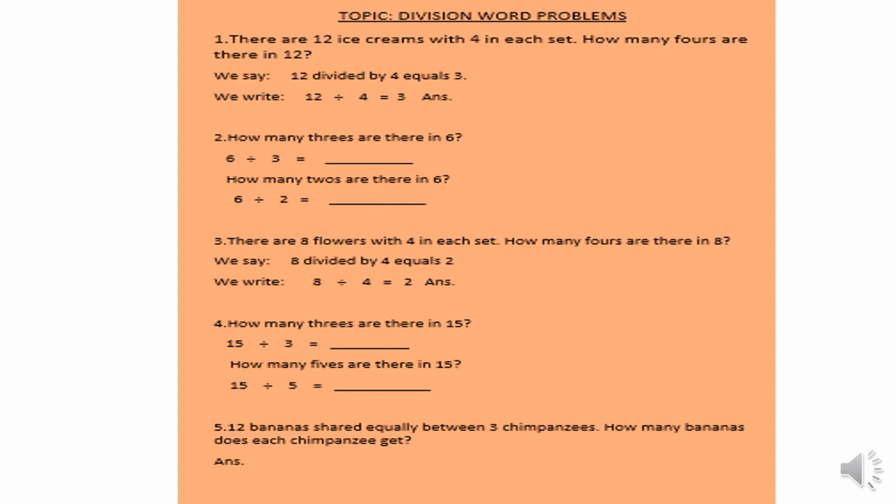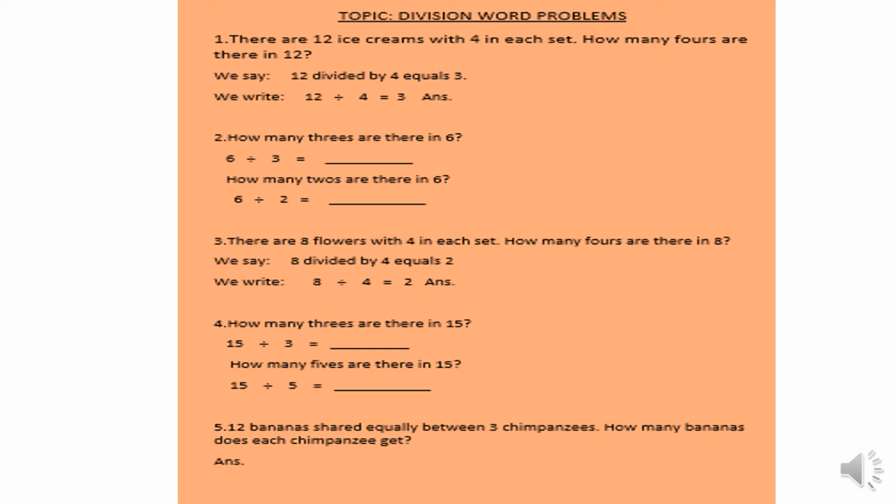and in each set, the total number of ice creams is 12, and the number of ice creams in each set is 4. So the question is how many 4s are there in 12. You have to find out how many 4s are there in 12.